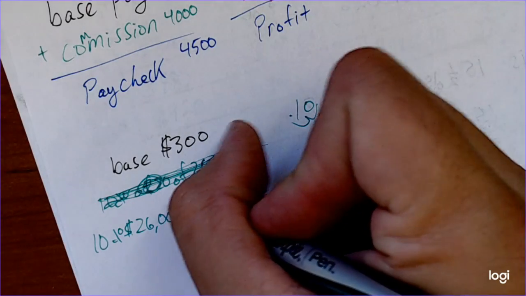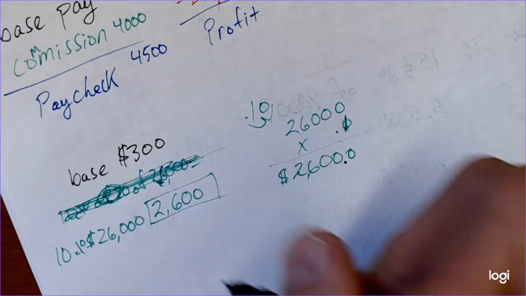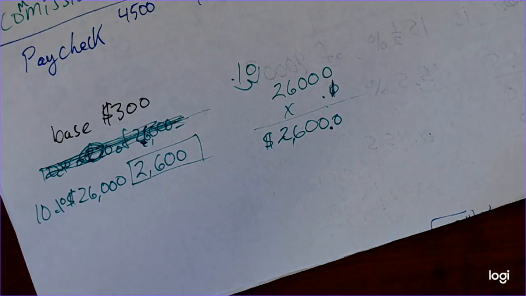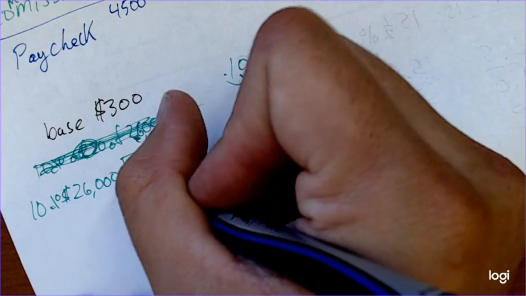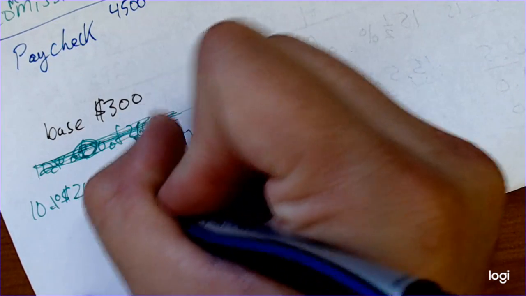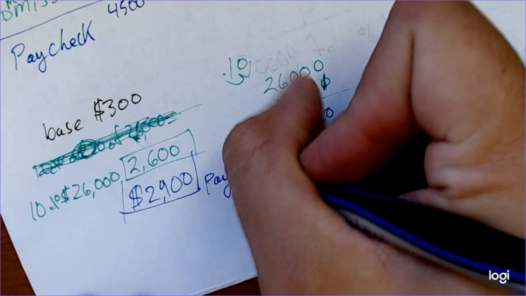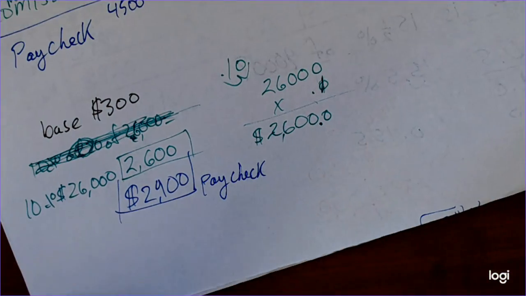So now I've got a commission of $2,600, and I'm going to add that to the base pay of $300. So $300 plus $2,600 will give me his total pay of $2,900, and that is his paycheck. All right. So that's how we calculate commission.